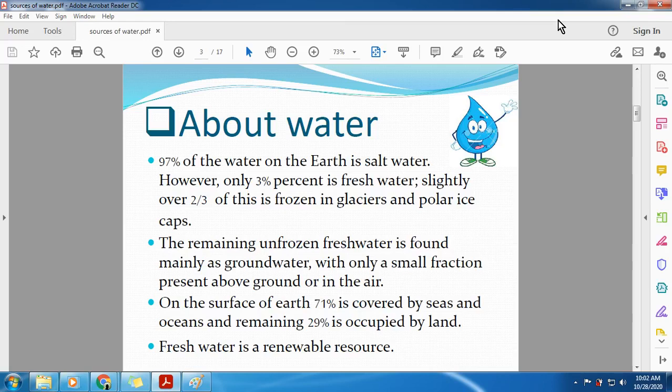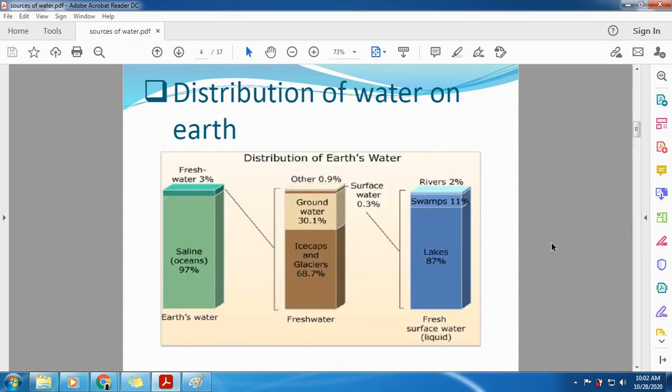Then the remaining unfrozen fresh water is found groundwater pod tuwa pod sa ilawom sa yuta. So therefore, gamay na lang kaayo ang naa sa ground or naa sa air. Ang naapon sa air mostly in vapor form, so di gyapon na to magamit. So on the surface, 71% is covered by seas kuno. Remaining 29, of course, occupied by land. Fresh water is a renewable resource. Okay, di ay better nga representation.